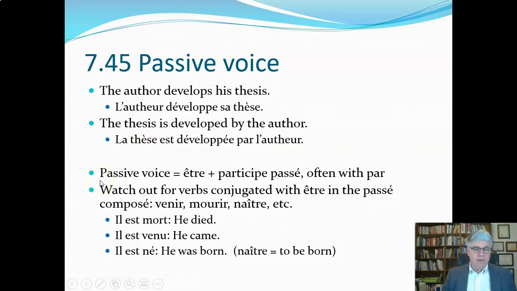So the basic rule is that the passive voice equals être plus the past participle, the participe passé, often with par l'auteur. But you don't need the par. You don't need to say who did things in the passive voice. We could just say la thèse est développée. The thesis is developed. And in fact, that's like the best use of the passive voice in English, if you want to say that something happened, especially something negative, but you don't want to mention the person who did something negative in order to help them save face.